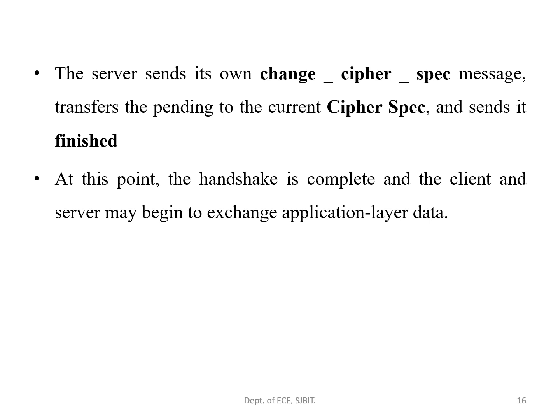The server, at the end, sends its own change cipher spec message, transfers the pending to the current cipher spec, and sends its finished message. Okay, we are going to consider at this point. So the handshake is complete, meaning the handshake is the control signals. The exchanging of the control signals between the client and server is finished at this point. Thank you.